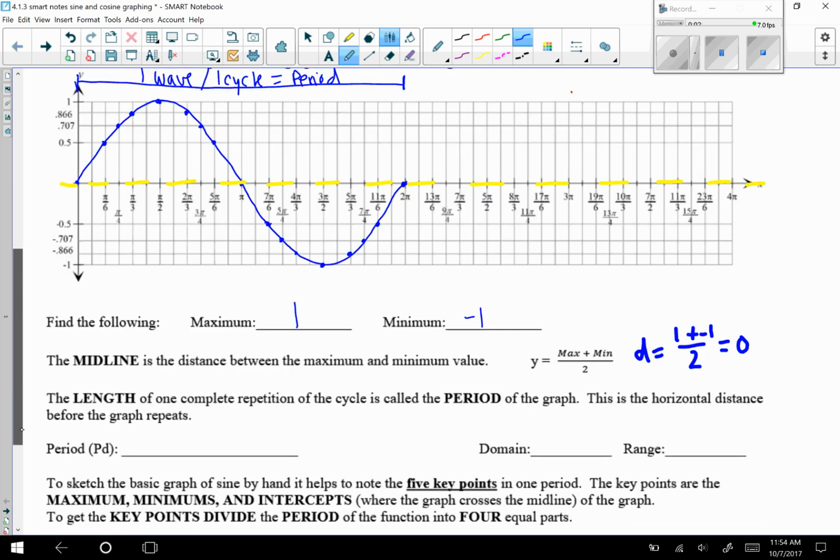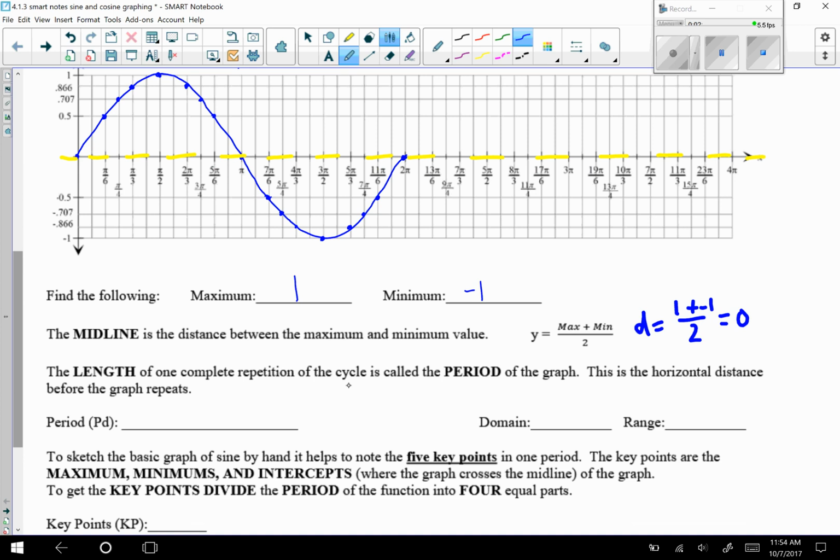Then recall that the length of one complete repetition of the cycle is called the period of the graph. This is the horizontal distance before the graph repeats. That's one time around our unit circle, which is 2 pi. We can plug in any angle measures, so the domain is -infinity to infinity. And the range is from the lowest, the minimum, -1, to the highest, the maximum, 1.